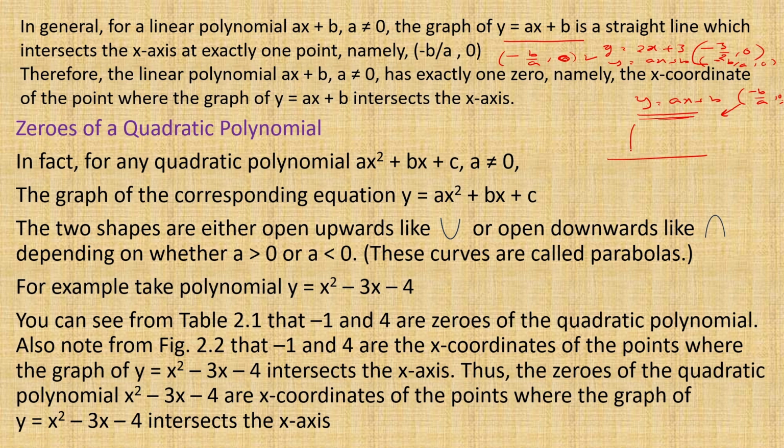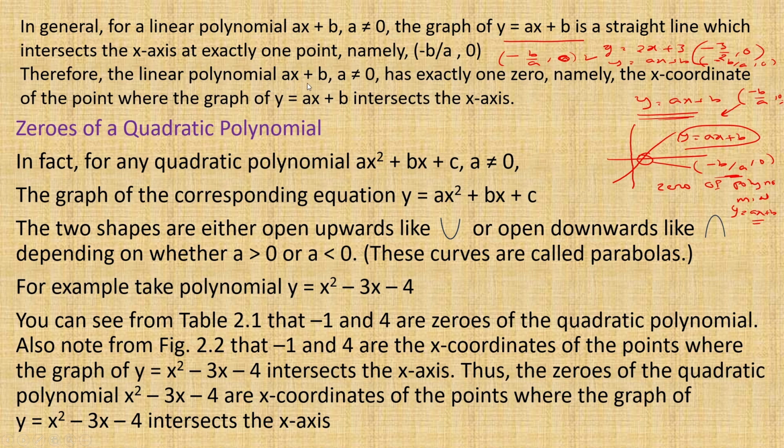That means if you take the graph, this straight line touches the x axis at the point minus b by a comma 0. If it is y equals ax plus b, it touches the x axis at minus b by a comma 0. This is called the zero of the polynomial y equals ax plus b. Understood, friends? That is the zero of the linear polynomial.